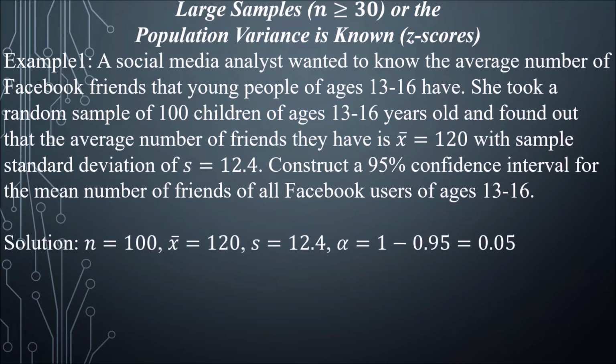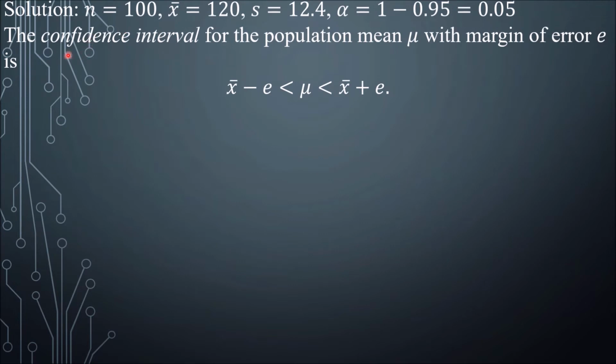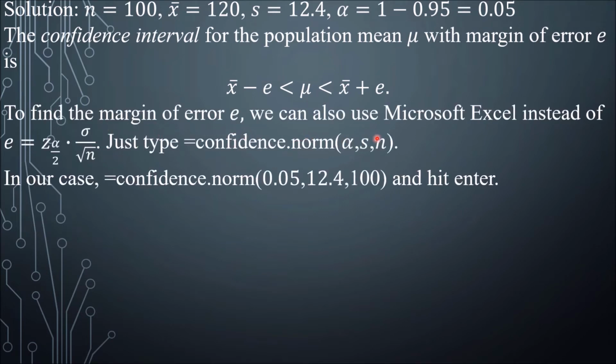For the solution, we first get the given: n is equal to 100, number of samples, sample mean 120, sample standard deviation 12.4, and then our significance level or alpha is 1 minus 0.95, because 0.95 is our confidence level. So our significance level is 0.05. The confidence interval for the population mean with margin of error is this one. Now, to find the margin of error, we can also use Microsoft Excel instead of this formula.